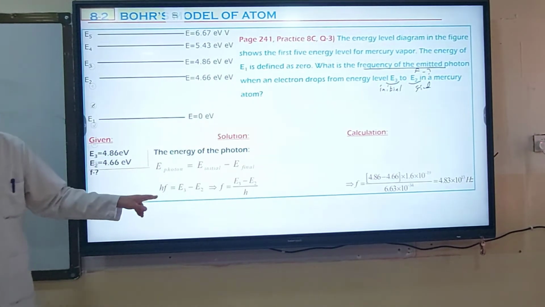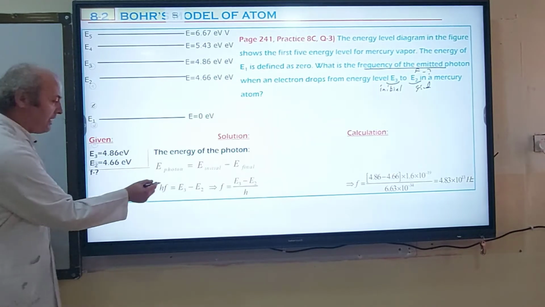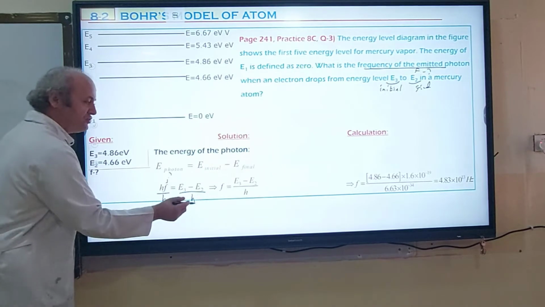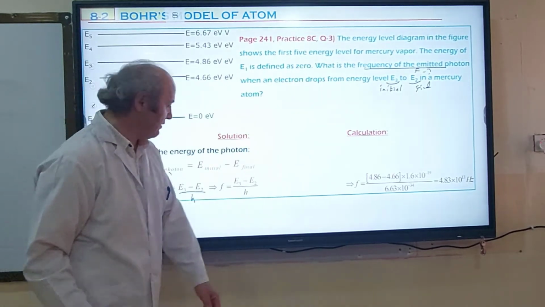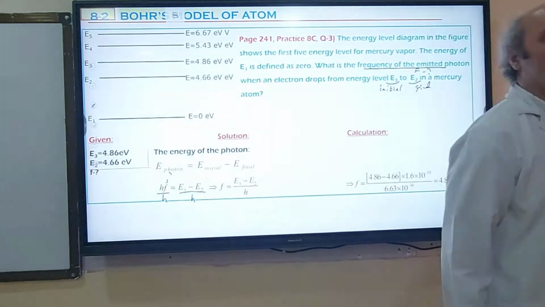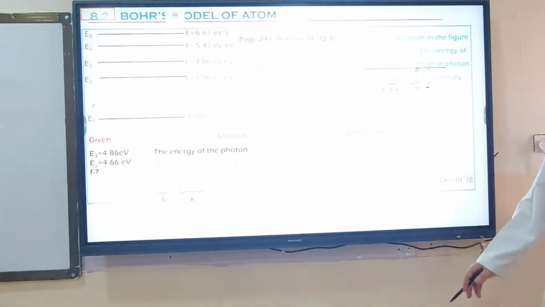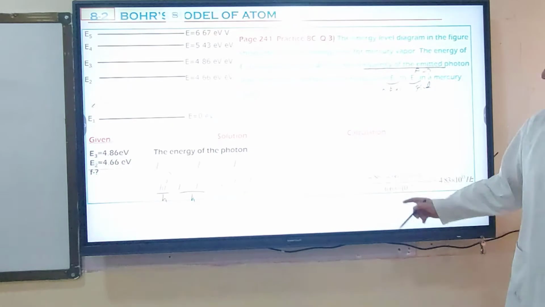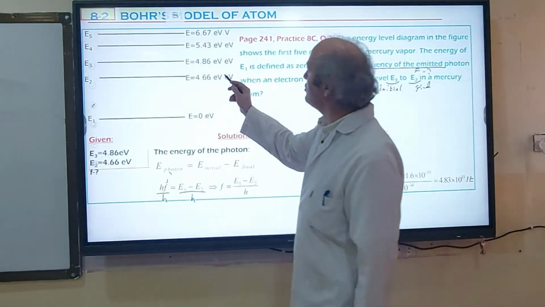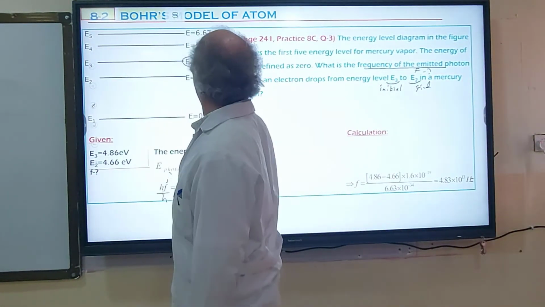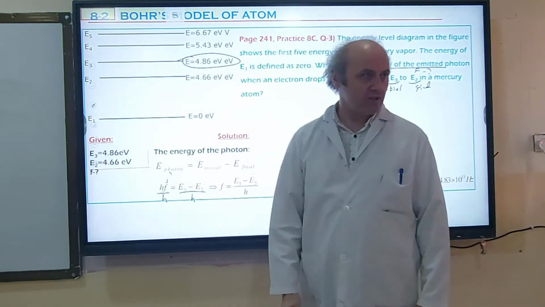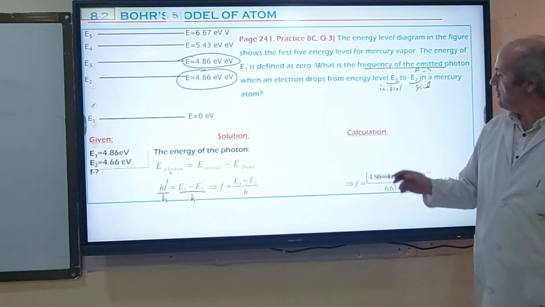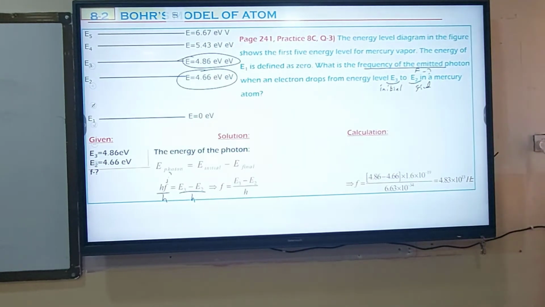Energy of the photon is h times f. How can we calculate f? Divide both sides by h. So you will get the frequency of the photon as E3 minus E2 divided by h. First find E3 minus E2 in electron volts. E3 is, just check, how much? 4.86. E2, 4.66. Subtract them: 4.86 minus 4.66.